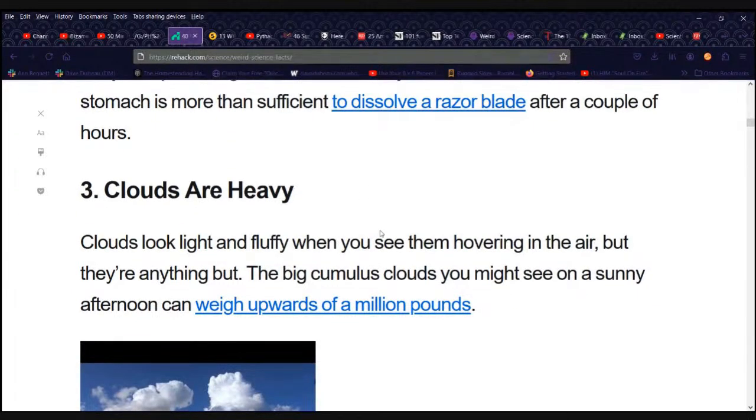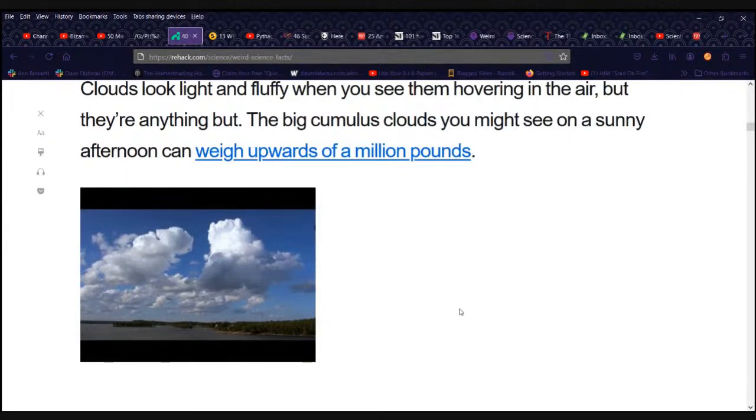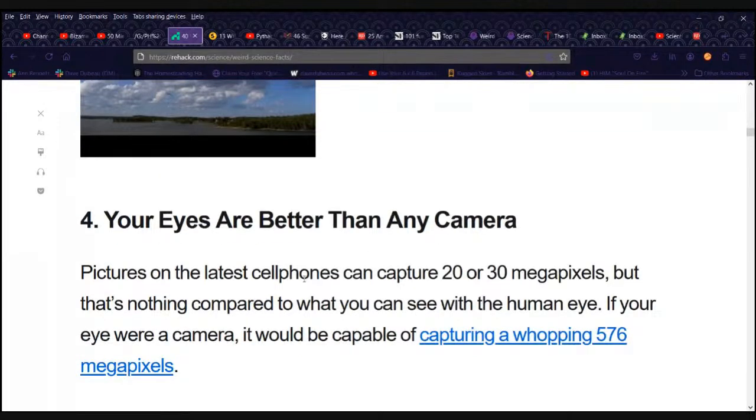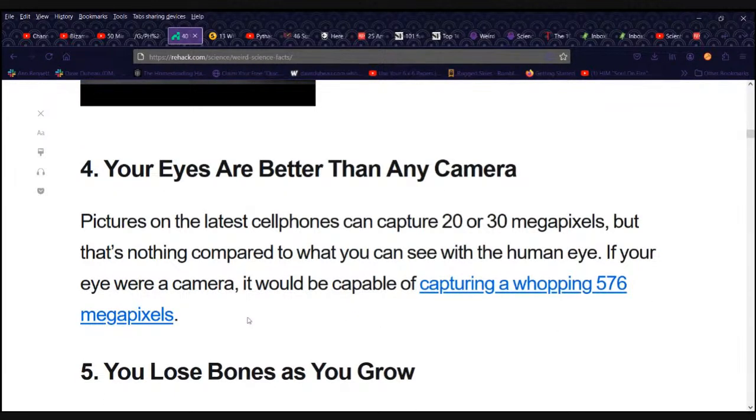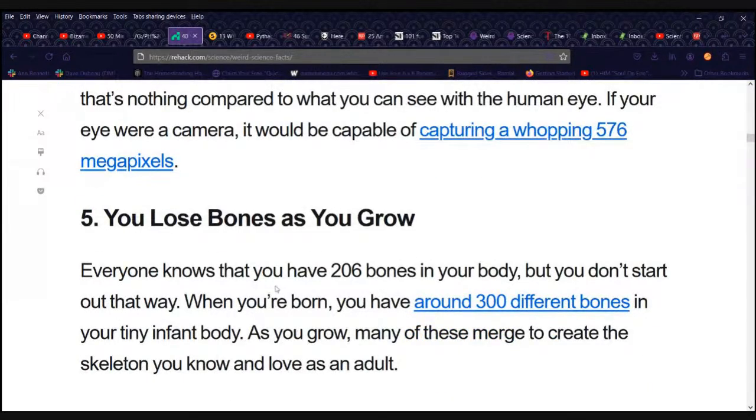Clouds, they're heavy, even though they don't look very heavy. It's basically just water vapor. So that makes sense. That's an awful lot of water vapor. Yeah, upwards of 1 million pounds, though. That was kind of surprising. Your eyes are better than any camera. In fact, 20 or 30 megapixels of camera when your eyes are pretty much at 576. Pretty cool.